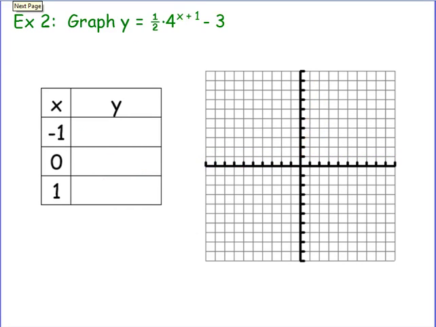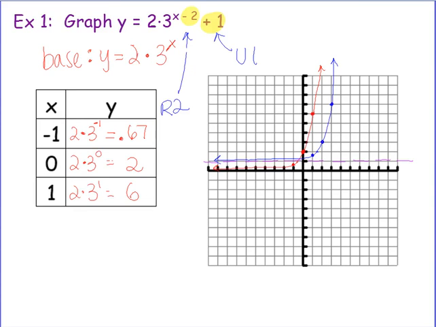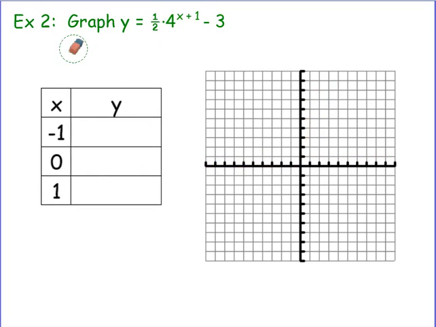So the first thing we want to establish is our parent equation. I'm sorry, we called it our base equation. Let me make sure I use the right word. Our base equation ends with x. Y equals 1/2 times 4 to the power of x. Stops right there. So let's plug in our 3 numbers.